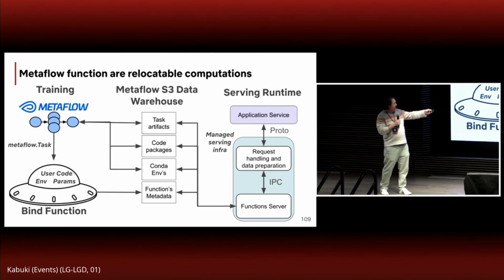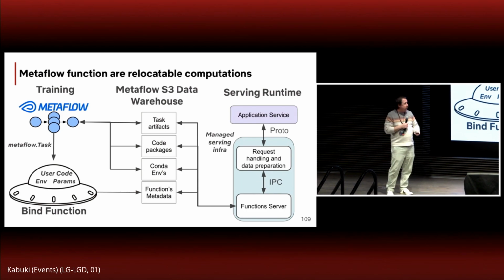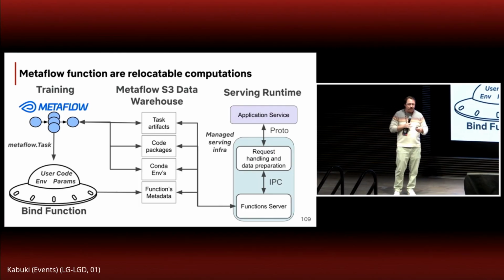The task object already had landed a bunch of information in Metaflow's S3 data warehouse, which is the artifacts, like the model parameters and such. The code package, which is like the user code, as well as the version of Metaflow that you were using. The conda environment is all hashed in there. And then we've added one more thing to the data warehouse, which is this function metadata.